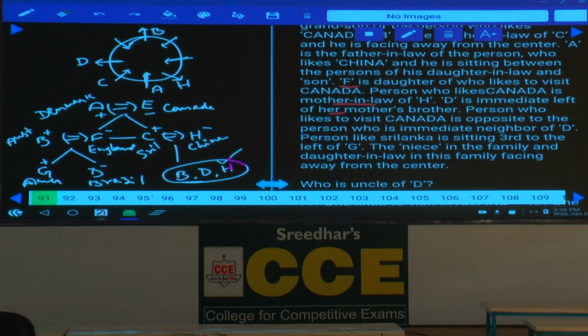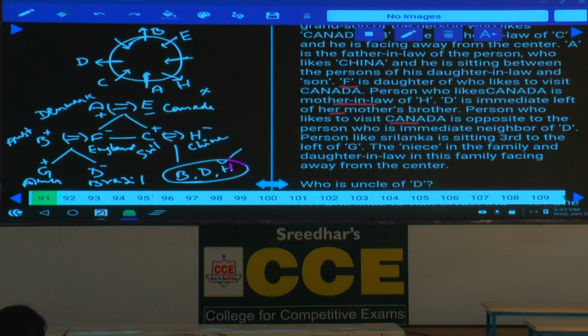Then, the person who likes to visit Canada is opposite to the person who is the immediate neighbor of D. Who is the person who likes Canada here? E. Now this E is opposite to the immediate neighbor of D. Now the immediate neighbor of D is here, and this person E can be here, or the immediate neighbor of this person is this person, who can be opposite to E. Can we have E at this place? No. E and H cannot be in these two places. Hence E must be at this place only. Done with this? Now we have finalized this E as well.